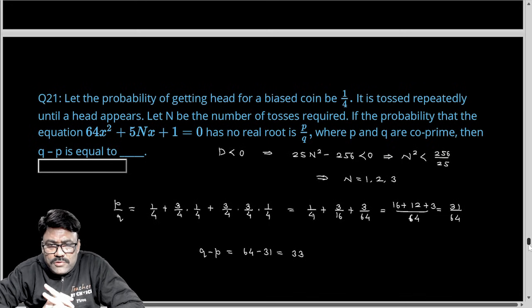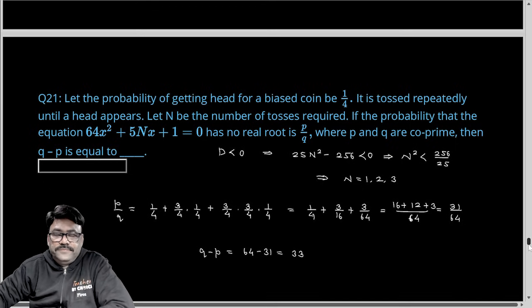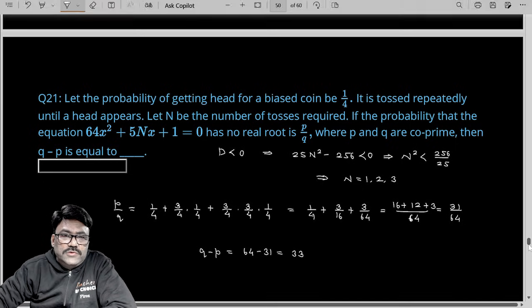N is either 1, 2, 3, 25, 256, N square. So 25, 256, 10 point something. So N can be 1, 2, 3. It is correct. Probability of getting head is 1 by 4. Then first tail, second head. So 3 by 4, 1 by 4. Why am I making such a mistake?